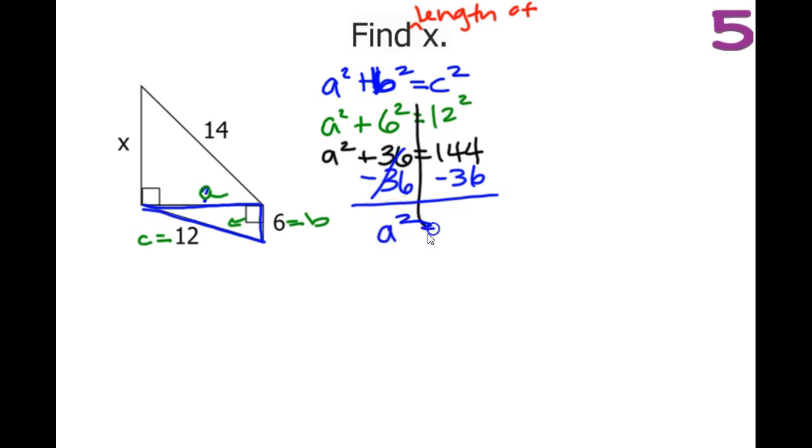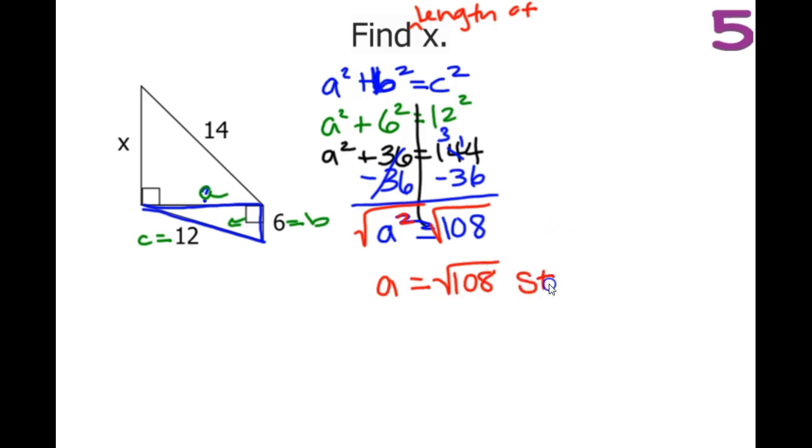So we have a squared equal to, well, this is hard to subtract, 4 minus 6, so I'm going to borrow. So 14 minus 6 is 8. 13 minus 3 is 10. So we have 108. And then last, get rid of the square by taking the square root. So now we're done with the a squared. We just have a equals, and we have the square root of 108.